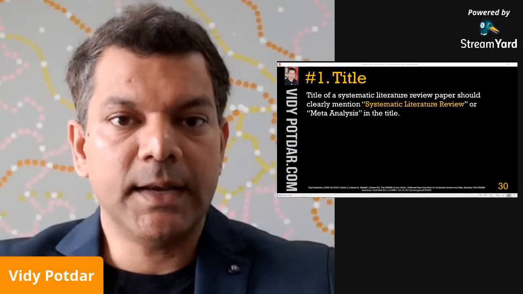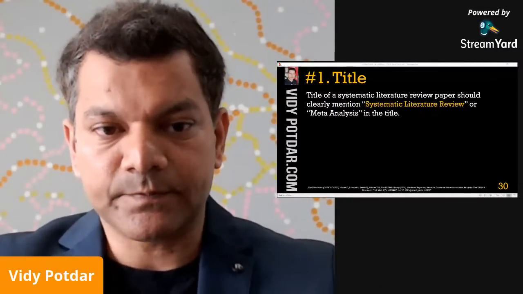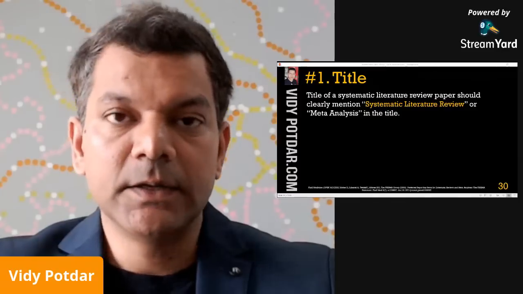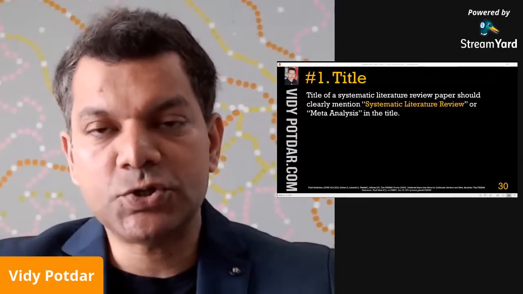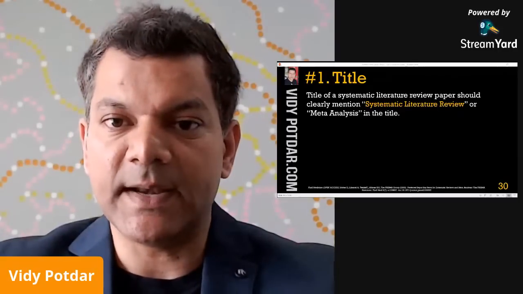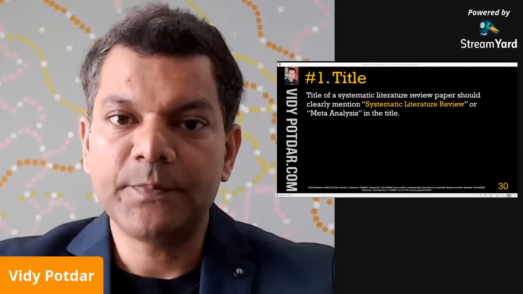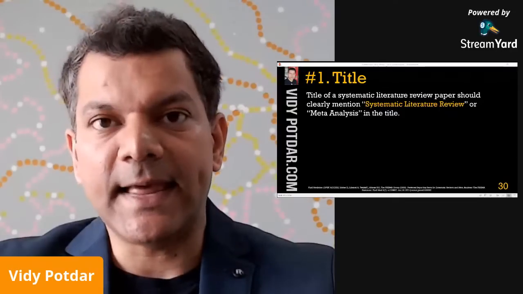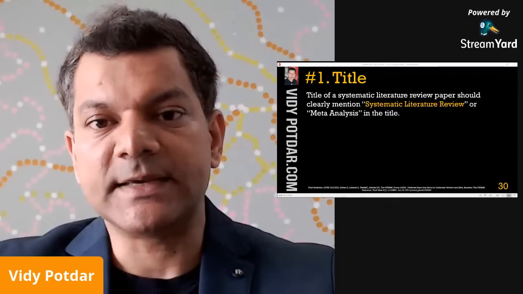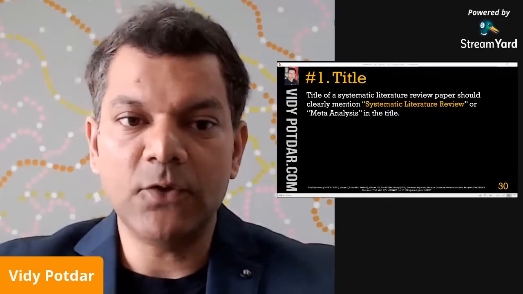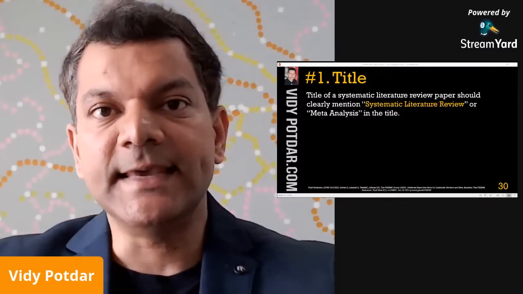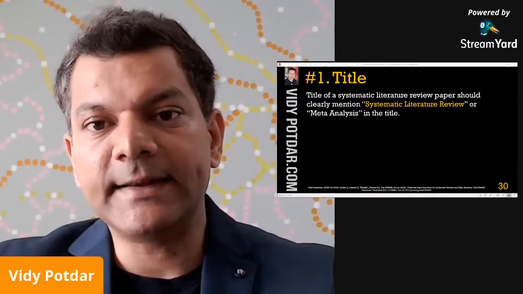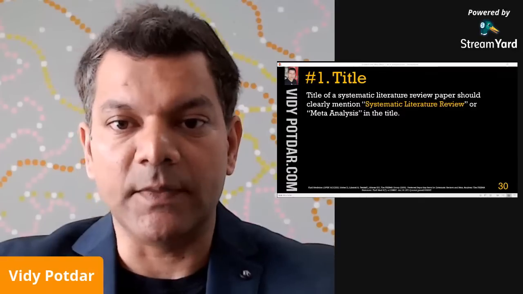The first item is the title. If you are writing a systematic literature review paper, the title should mention that it is a systematic literature review. Or if you are doing a meta-analysis, then you have to mention that as well. Whenever you find a systematic literature review paper, you will see that the title mentions that phrase.